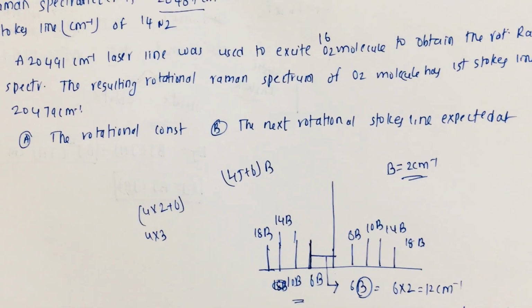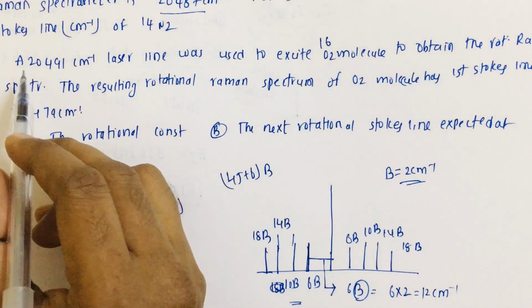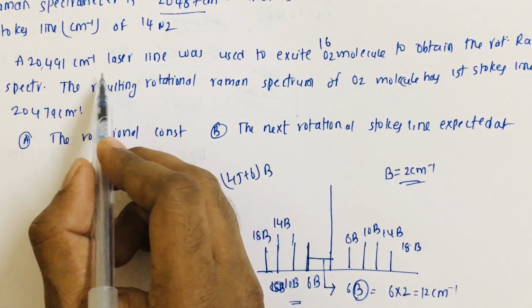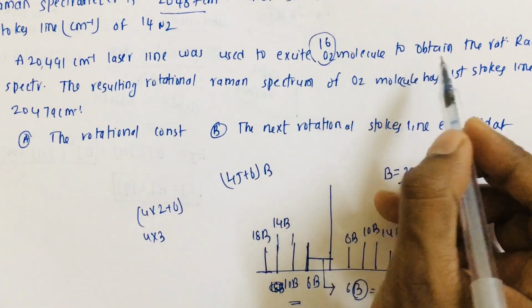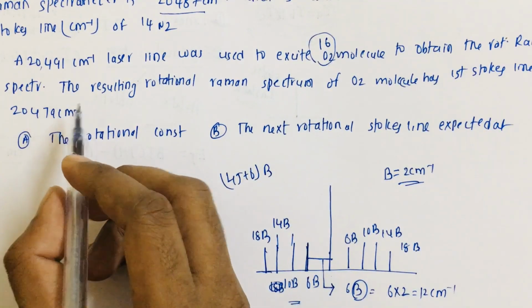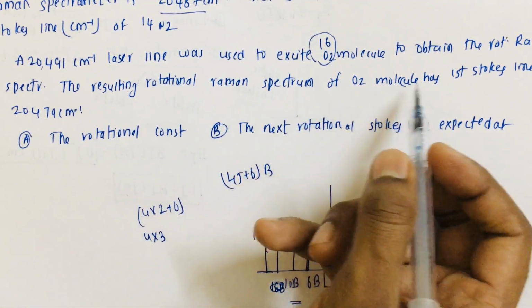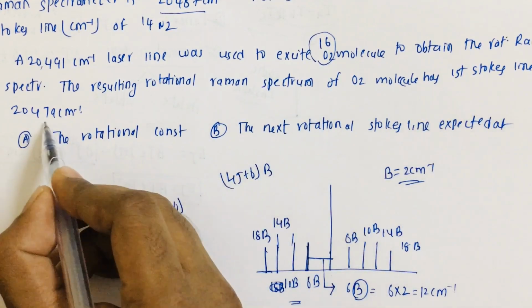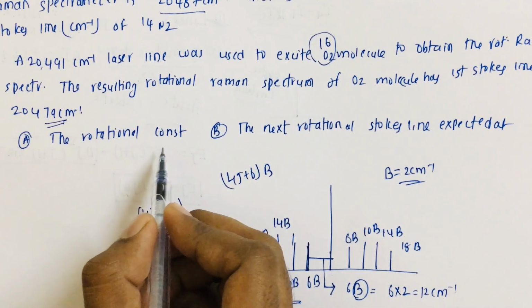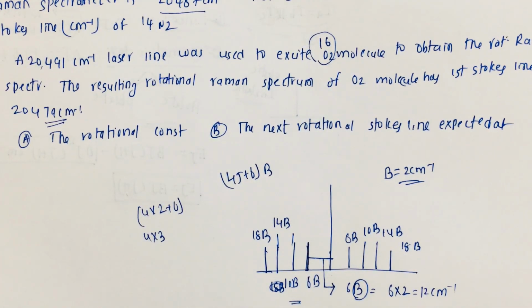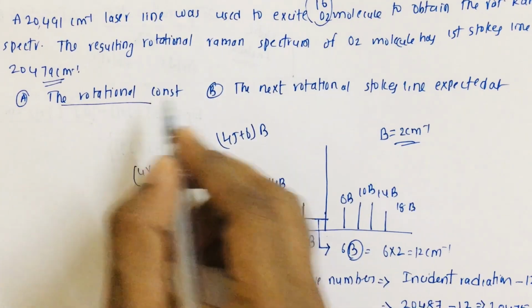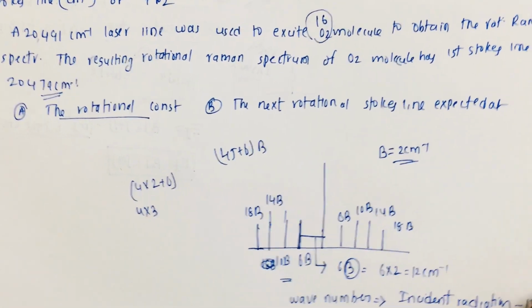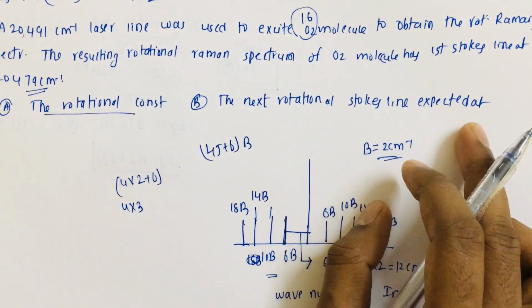And the next question is very important and interesting. A 20491 centimeter inverse laser line was used to excite O16 molecules to obtain the rotational Raman spectra. The resulting rotational Raman spectrum of the O2 molecule has the first Stokes line at 20479. So here we calculate the rotational constant. We calculate the wave number by using the incident radiation and the rotational constant. So in this second problem, they are asking us to calculate the rotational constant, and where the next rotational Stokes line is expected.